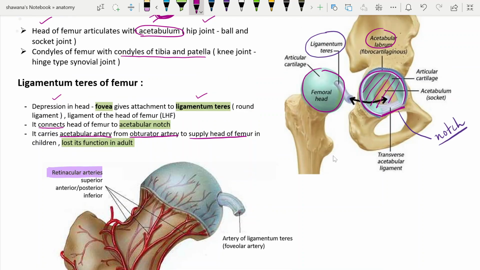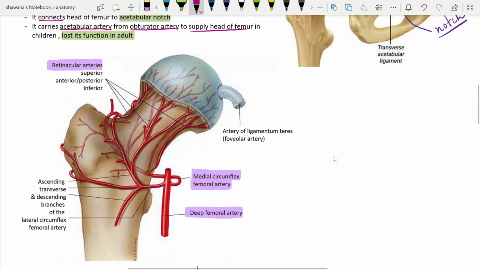So what are the two main functions of the ligamentum teres? The first one is that it connects the femoral head to the acetabular notch. The second is that it provides the way for the acetabular artery, which is a branch of the obturator artery, to supply the head of the femur, but only in children, not in adults.